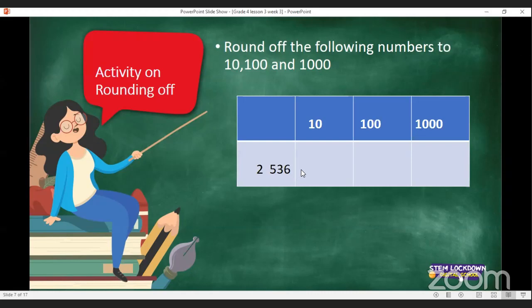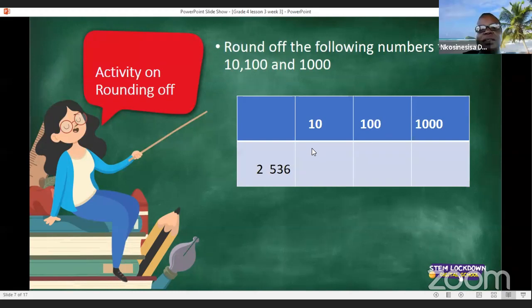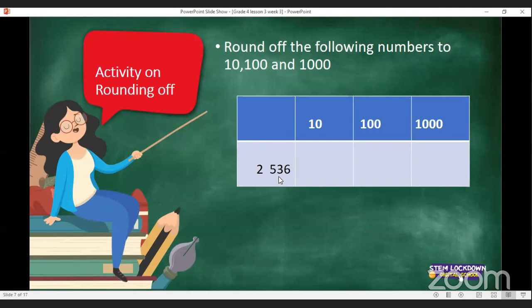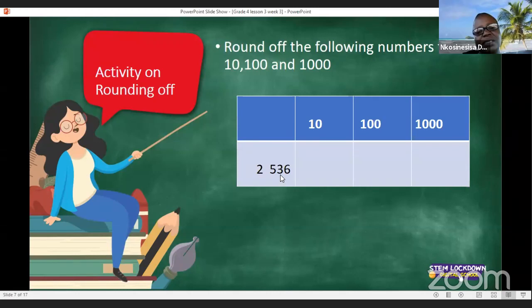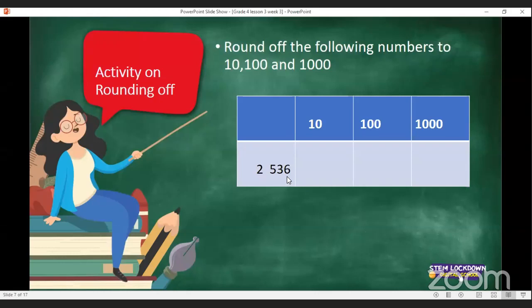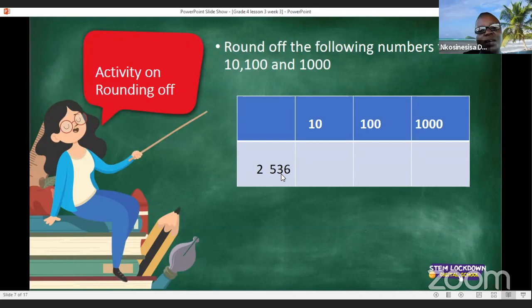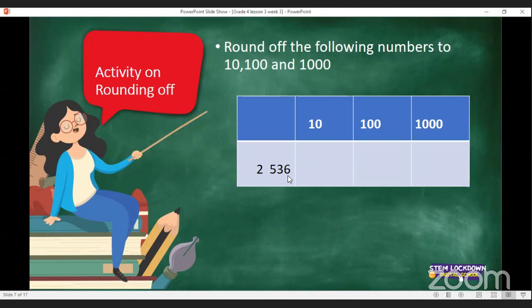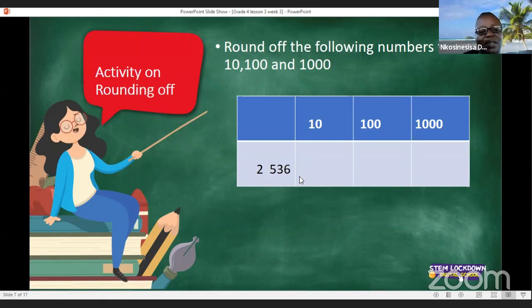We have to look at the number. Yes, and because we're rounding off to the nearest 10, which one is tens on this number? 3. Yes, and then the second step says we must look where? We must look at the units. Yes, which is next door. And what number is the unit, Zoe? 6. Yes, well done.